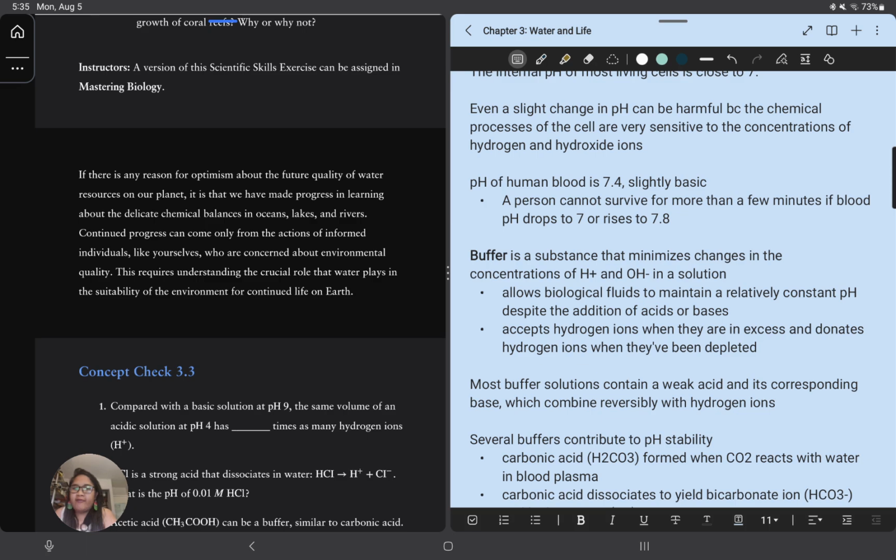Is there any reason for optimism about the future quality of water resources on our planet? It is that we have made progress in learning about the delicate chemical balances in oceans, lakes, and rivers. Continued progress can only come from the actions of informed individuals like yourselves who are concerned about environmental quality. This requires understanding the crucial role that water plays in the suitability of the environment for continued life on Earth.